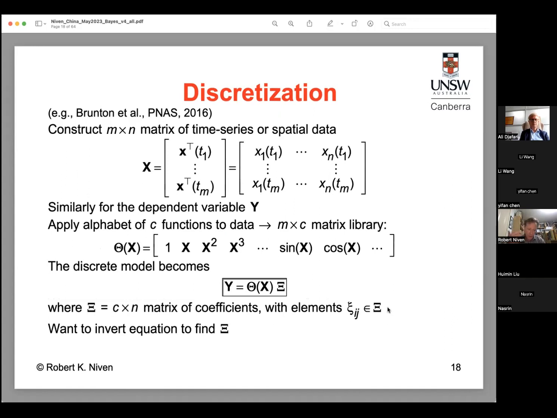So what you can see on the left-hand side is we have a capital X. This is our time series, or it might be spatial series. And then I've stacked the time series vertically to make a vector. If there's multi-dimensional data, then you end up with a matrix of data, which is shown there. So there's an n by n matrix. Similarly, for the dependent variable, we do the same thing. Then what we do is we choose an alphabet of functions that we're going to apply to the data. And that gives us this large matrix theta.